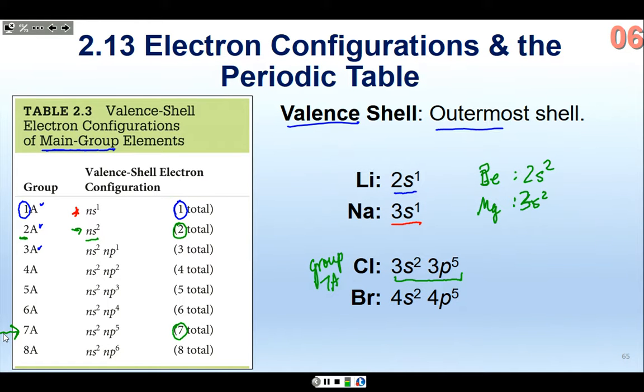Bromine is one row further down on the periodic table, and so its outer electrons are in the fourth shell. And the outermost electrons, the valence electrons for bromine, are again going to be 7. So the outer shell for bromine turns out to be the fourth shell. So 4s2, 4p5 gives us the 7 valence electrons for bromine. Let's pick another one to do just to see how it works. So let's pick something in between.